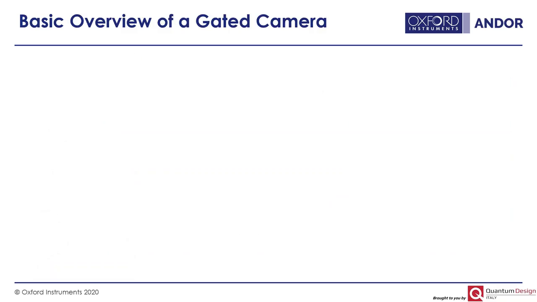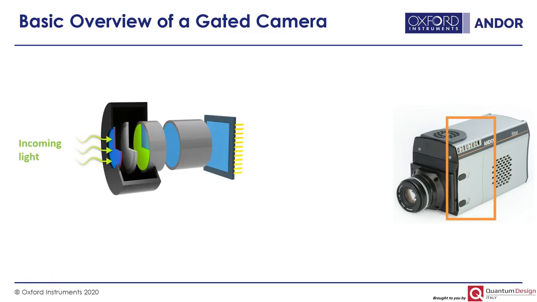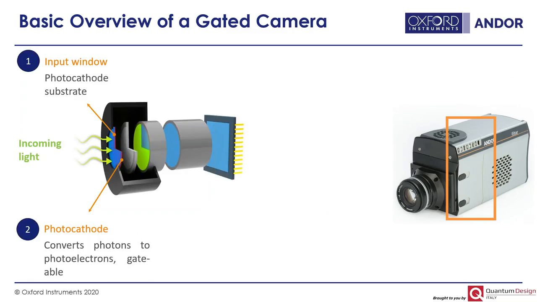And how these actually work in practice is, if you take your typical gated camera, in the front section of your camera you'll have an intensifier tube, and your incoming light will pass through an input window. It'll then hit a photocathode, which converts the photons to photoelectrons. This then allows the camera to gate, and this is how we achieve our ultra-fast time-resolved imaging.